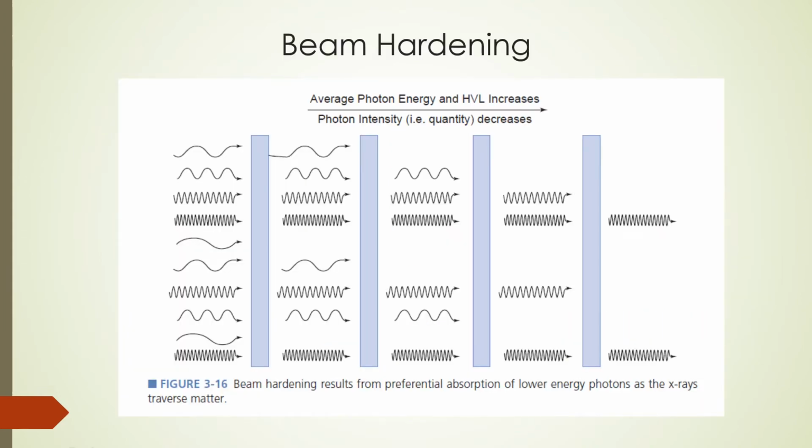Beam hardening is the removal of low-energy X-rays from the beam by the process of photoelectric absorption. Beam hardening is done by adding filtration to the beam. The filter preferentially absorbs the low-energy photons.